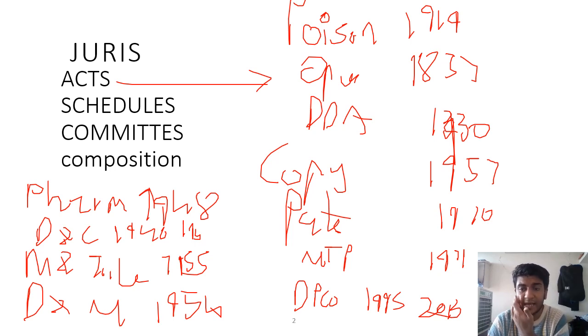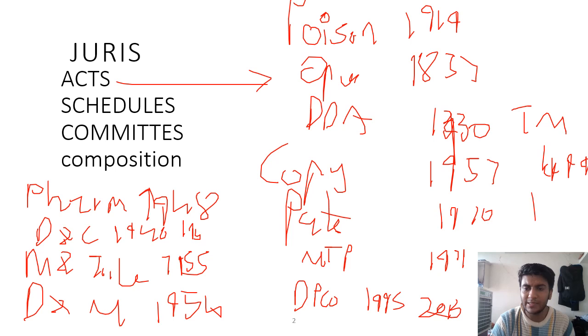Then there are different acts like Trademarks Act 1999, Prevention of Cruelty to Animals Act 1960. There are many acts, so at least remember the dates of all the acts. It's very important. When I talk about the content, from the Poison Act, Opium Act, Dangerous Drug Act, no content is important.